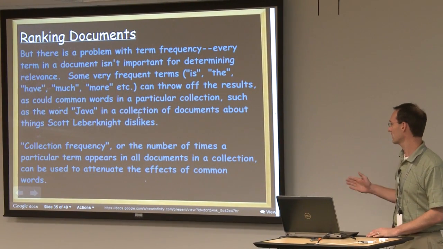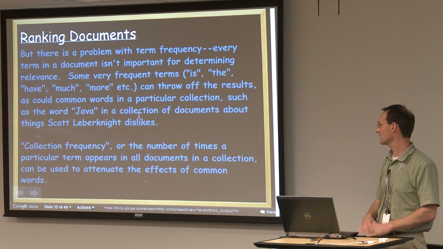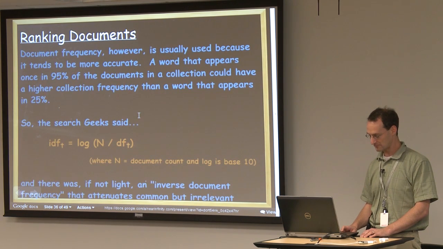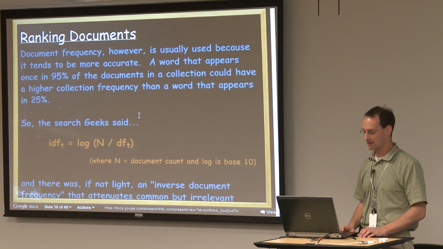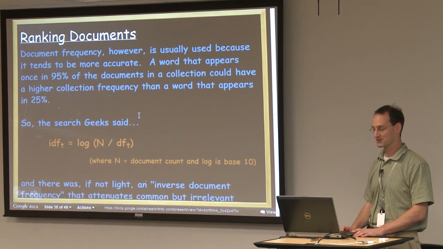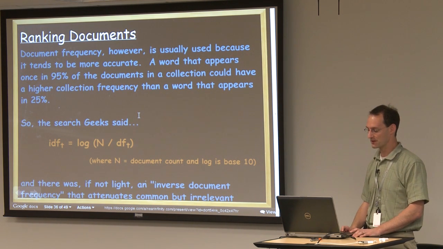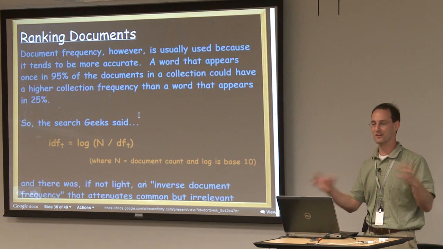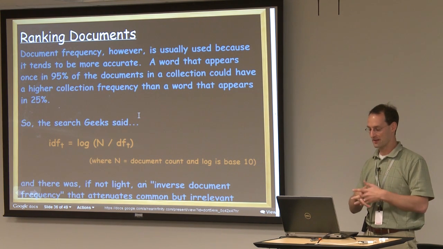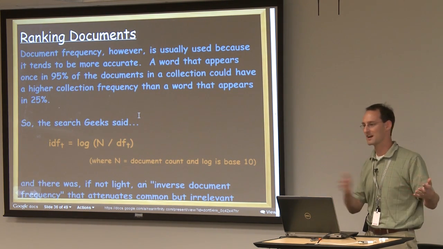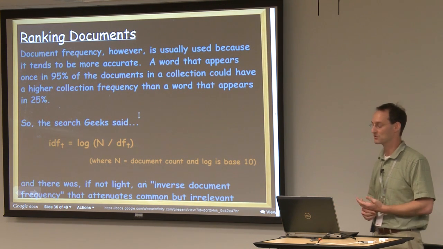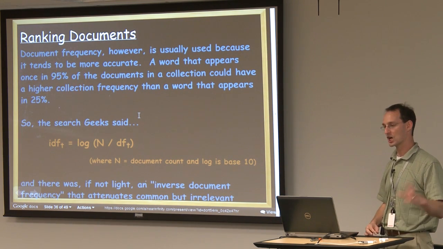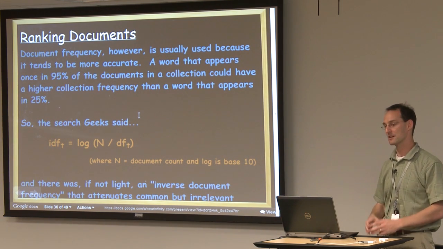So there's this notion of collection frequency, which is the number of times a particular term appears in all the documents in a collection. And you can actually use this to attenuate the effects of these common words. But document frequency is actually a different term, and that's usually used because there's a problem with collection frequency too. Take a word that appears once in 95% of your documents. This is a word that is prevalent in the documents, but is it really significant? It's in every document, so does it really have any discriminatory power for your search? It doesn't. And so that could actually throw off your results, because you could have a higher collection frequency, if you look at all your documents, than a word that appears in 25%.